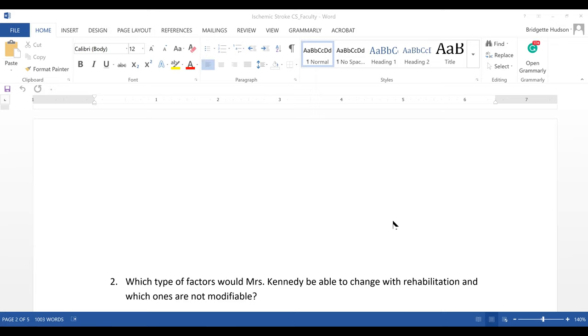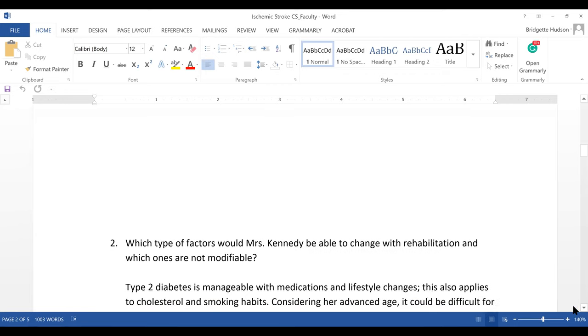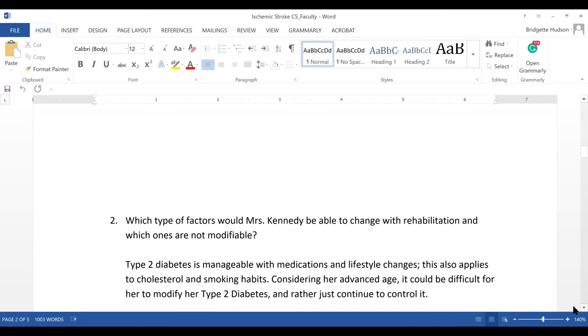Because she can modify the diabetes. No, she can. That one she can. If it was diabetes type 1, she could not modify that because that's a congenital condition, and she can't change her age. But the smoking, the diet, the diabetes, those are modifiable, okay? So the diabetes is manageable. And with lifestyle changes, it also applies to the cholesterol and the smoking. Considering her advanced age, it would be difficult for her to modify her type 2 diabetes, but she could slow its progress, but her age will be a problem.